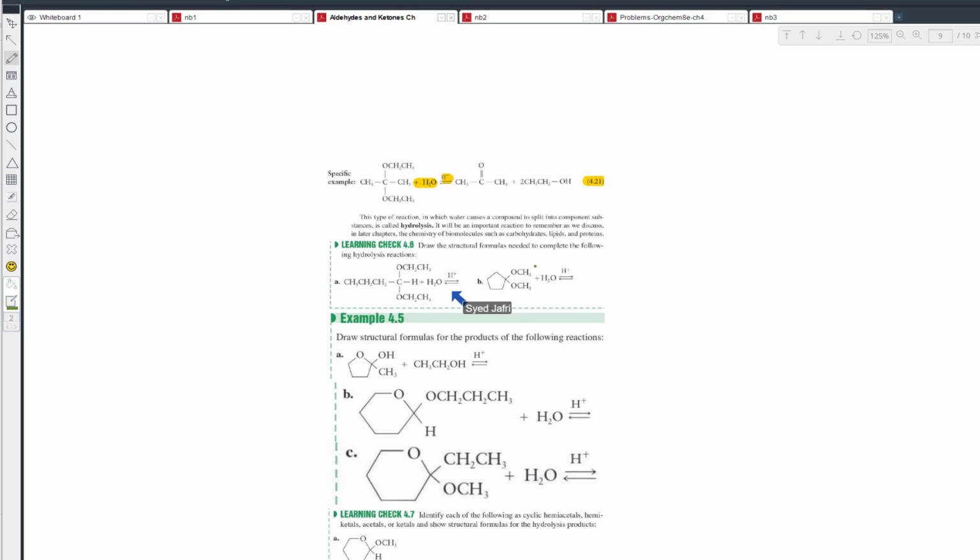Now let's check. What about this one? Draw the structural formulas needed to complete the following hydrolysis reactions. Hydrolysis means water, because water has H and OH. With one part, H will go with one, and the other will go with OH. The water will break the other molecule also. First of all, is this an acetal or hemiacetal?